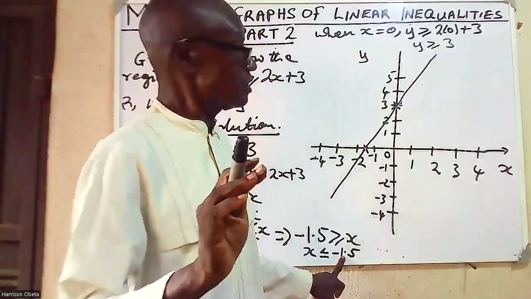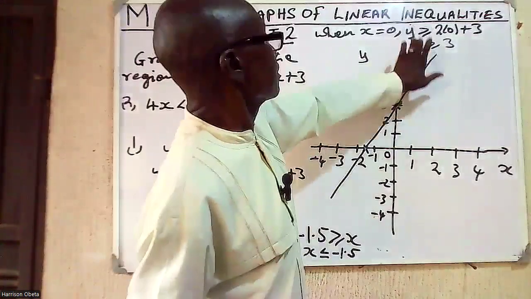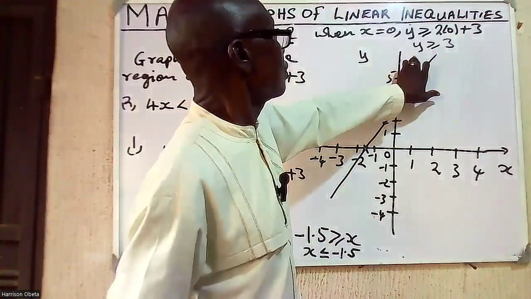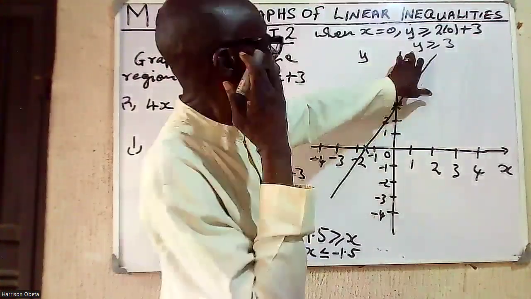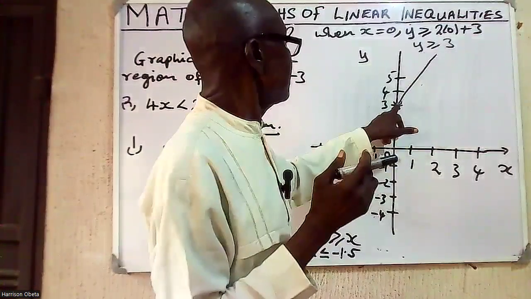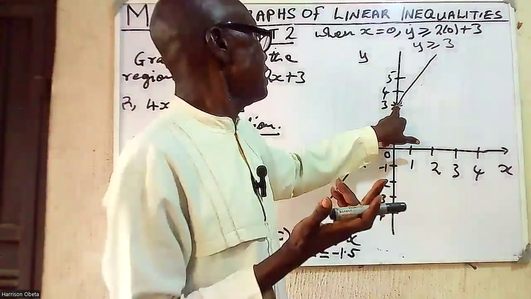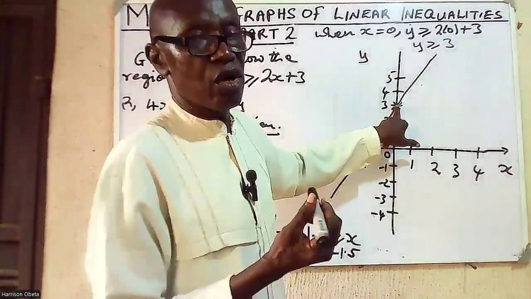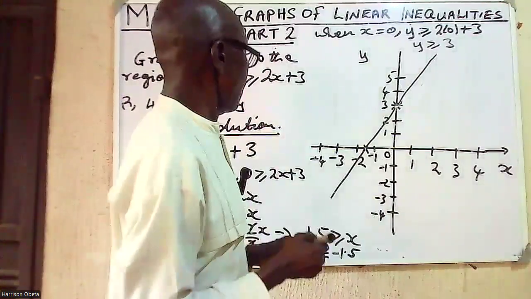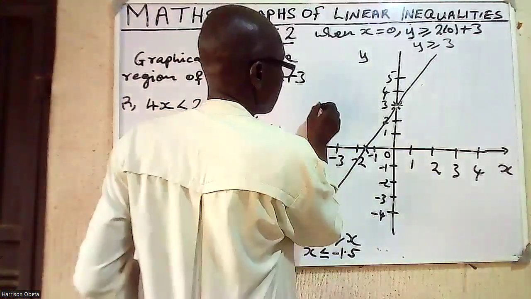That is for the x-axis. For the y-axis, y is greater than or equal to 3. So anything above 3 is greater than or equal to, and anything below is less than or equal to. That means we have known the region, and the region will now be this side.